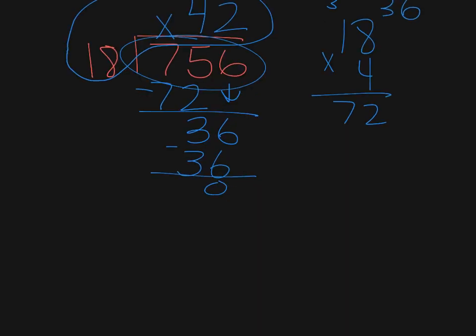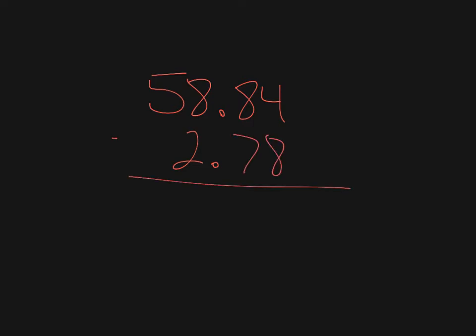Moving along to number 2. Alright. It says find the difference. 58 and 84 hundredths minus 2 and 78 hundredths. Let's go and subtract this. I cannot do 4 minus 8, so I'll go next door, borrow. I have 14 now. 14 minus 8 will give me 6.